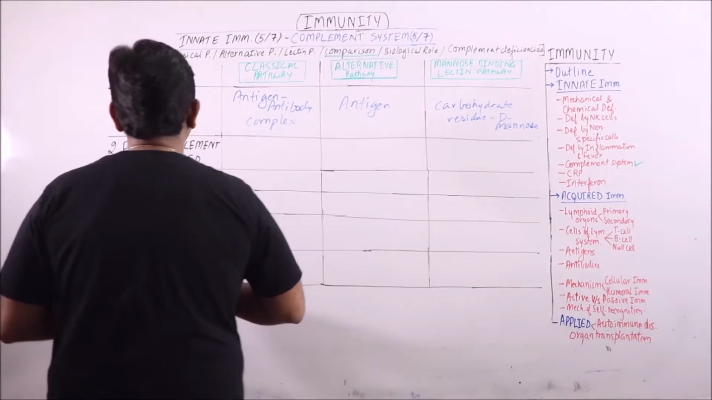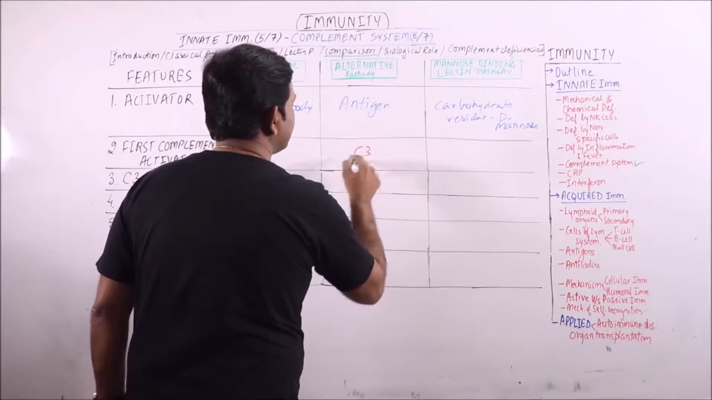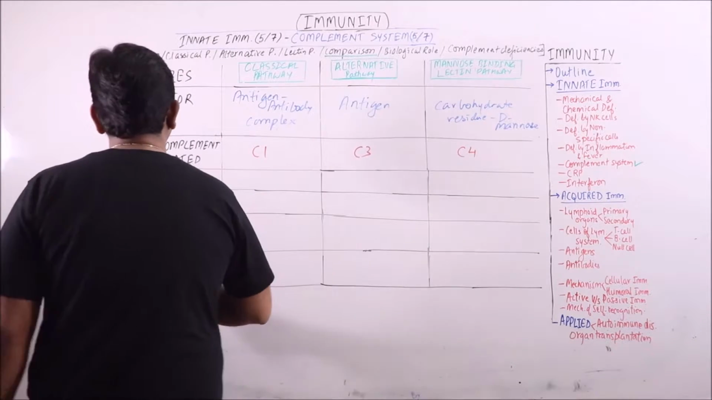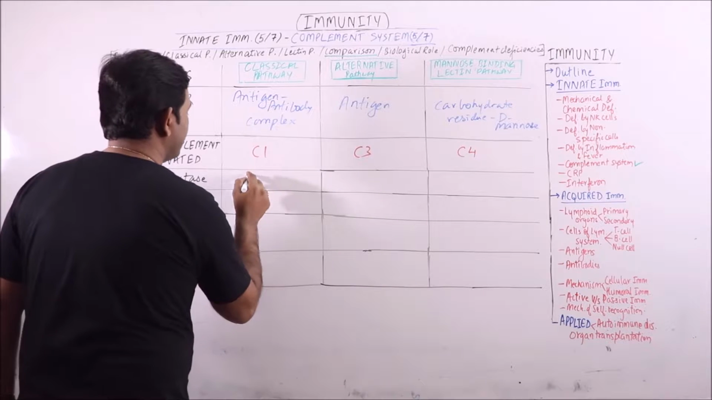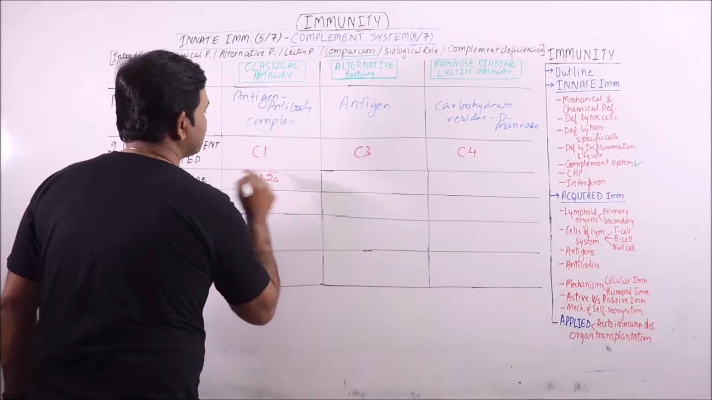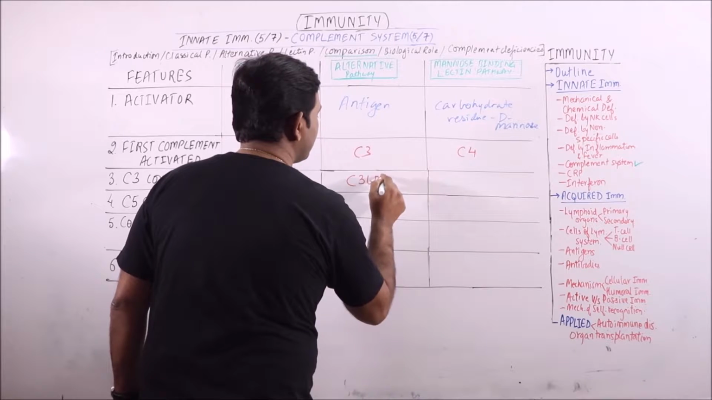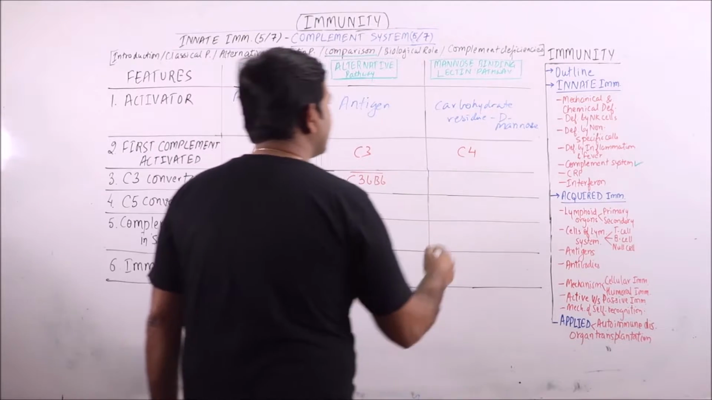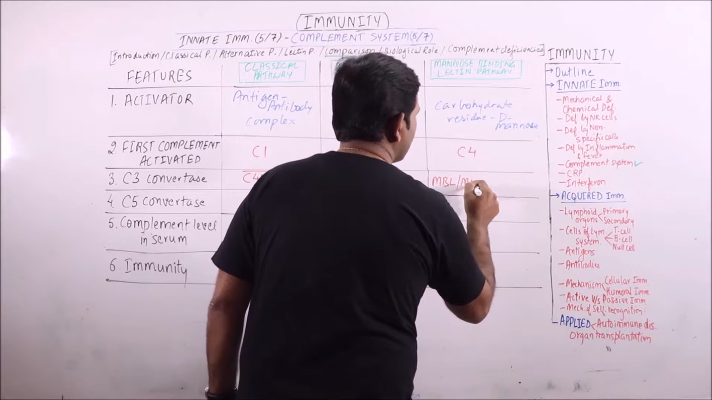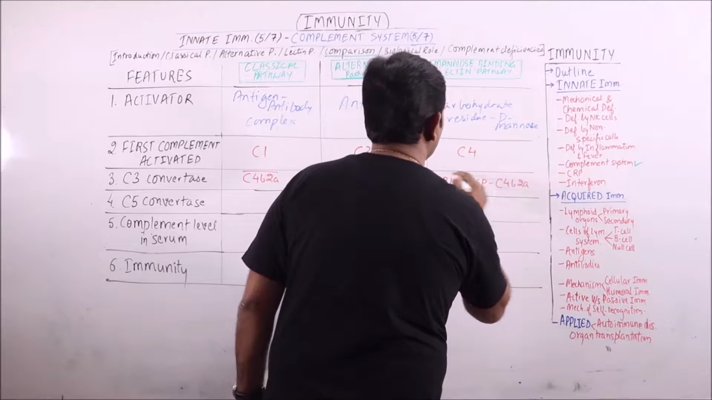The first complement to be activated in classical pathway is C1. In alternative pathway it is C3, while in mannose binding lectin pathway it is C4. C3 convertase which is formed in classical pathway is C4b2a. While in case of alternative pathway it is C3bBb. While in case of lectin pathway it is MBL-MASP C4b2a.